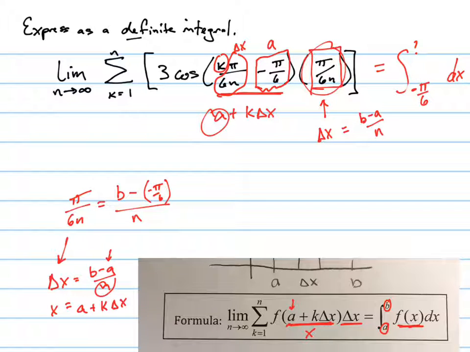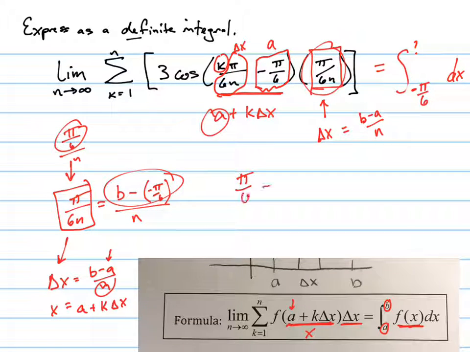So I'm just basically simplifying this problem. You might want to just rewrite this as pi over 6 over n. If I wanted to rewrite this, this would be pi over 6 over n. So really, this is just equal to this. Pi over 6 equals b minus negative pi over 6. So what would b have to be equal to? 0.